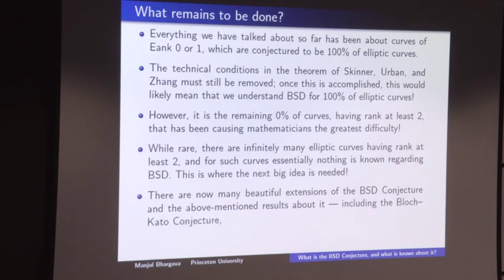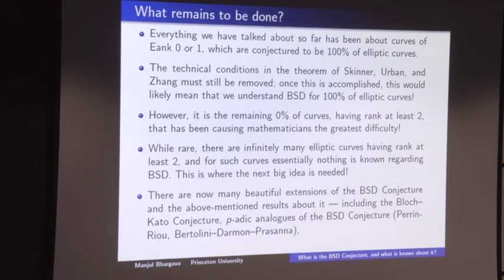I'll just mention some of these. There's the Bloch-Kato conjecture, which is a vast generalization of the BSD conjecture for higher dimensional varieties and motives. There are p-adic analogs of the BSD conjecture. We've been talking about these complex analytic functions and what the rank has to do with the zeros of the complex analytic function, but you can talk about p-adic analytic functions. There's a whole world of p-adic functions, and there are analogs of the BSD conjecture for those p-adic analytic functions, which have been very far-reaching.